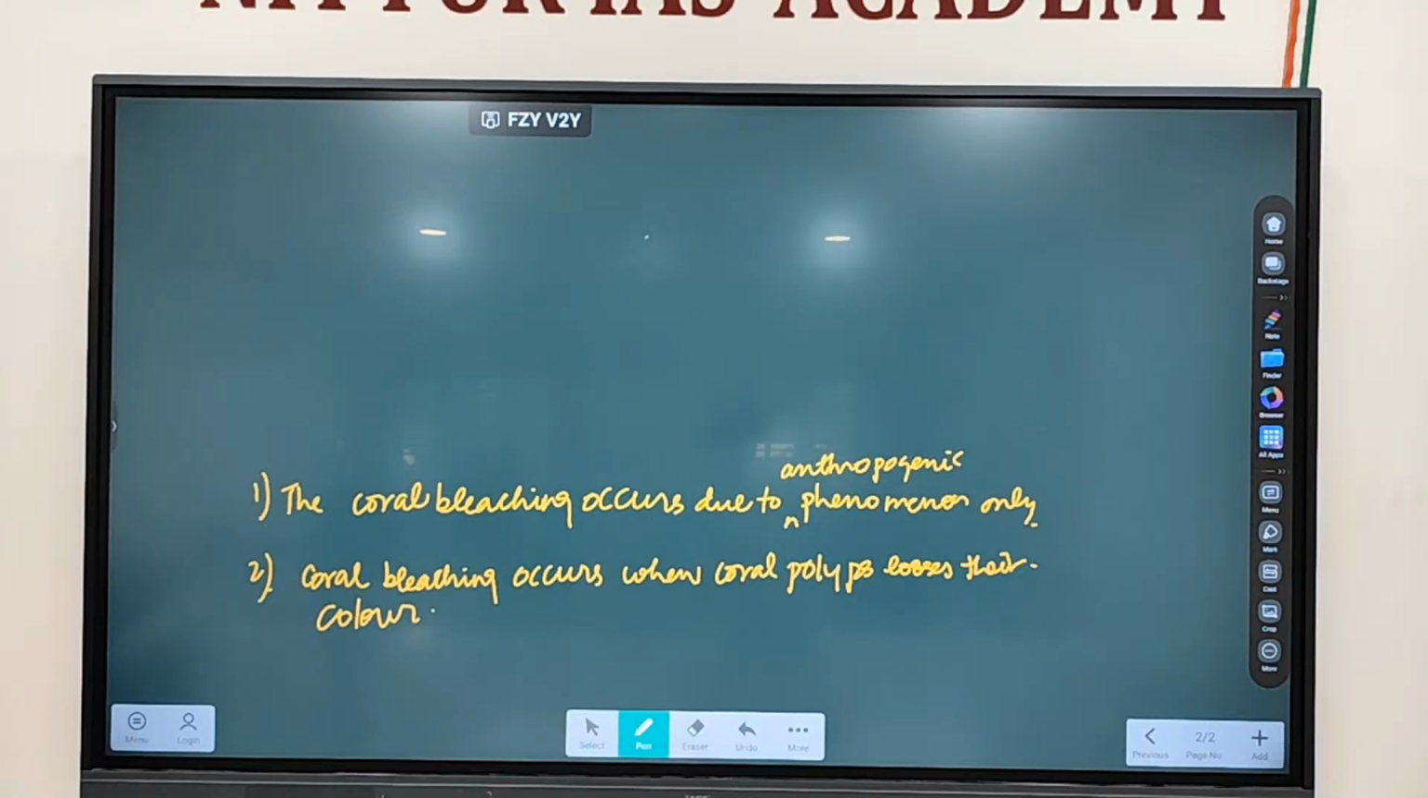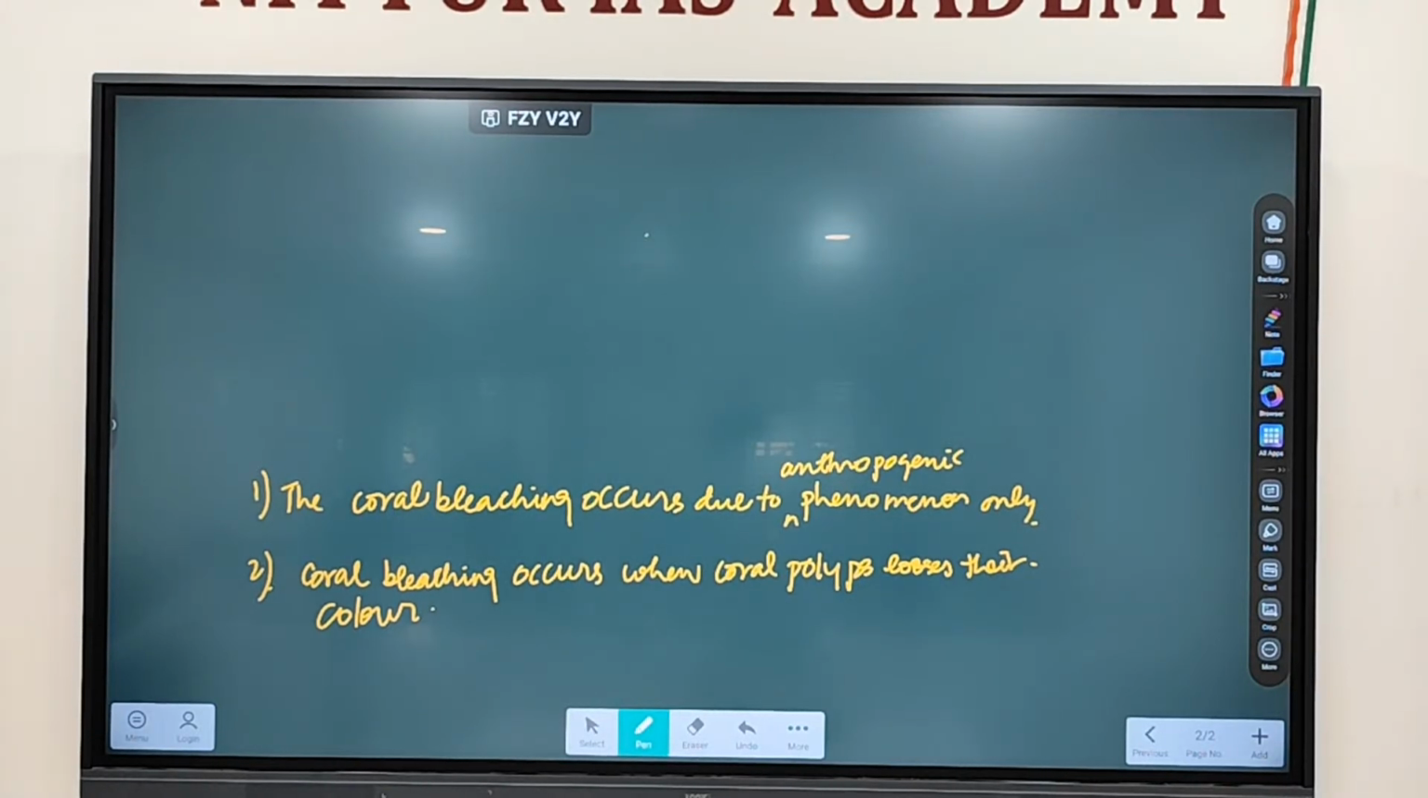Remember El Nino? We discussed warming. When the Peru current, which is a colder current, becomes a warmer current, then what will happen? You'll see temperature increase. When temperature increases, what will happen? Bleaching will occur. Clear? So it can happen due to natural causes also. It can happen due to human causes also.